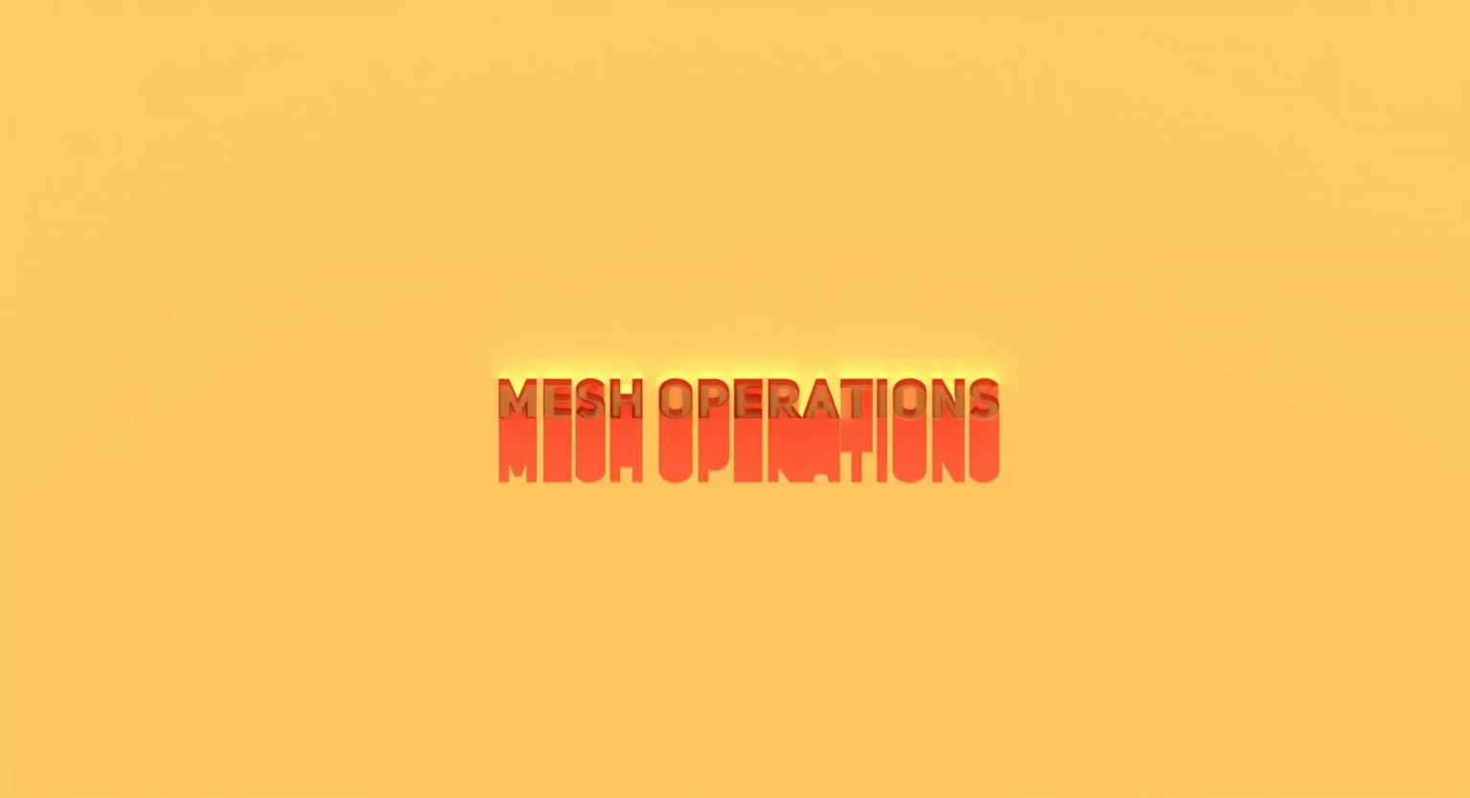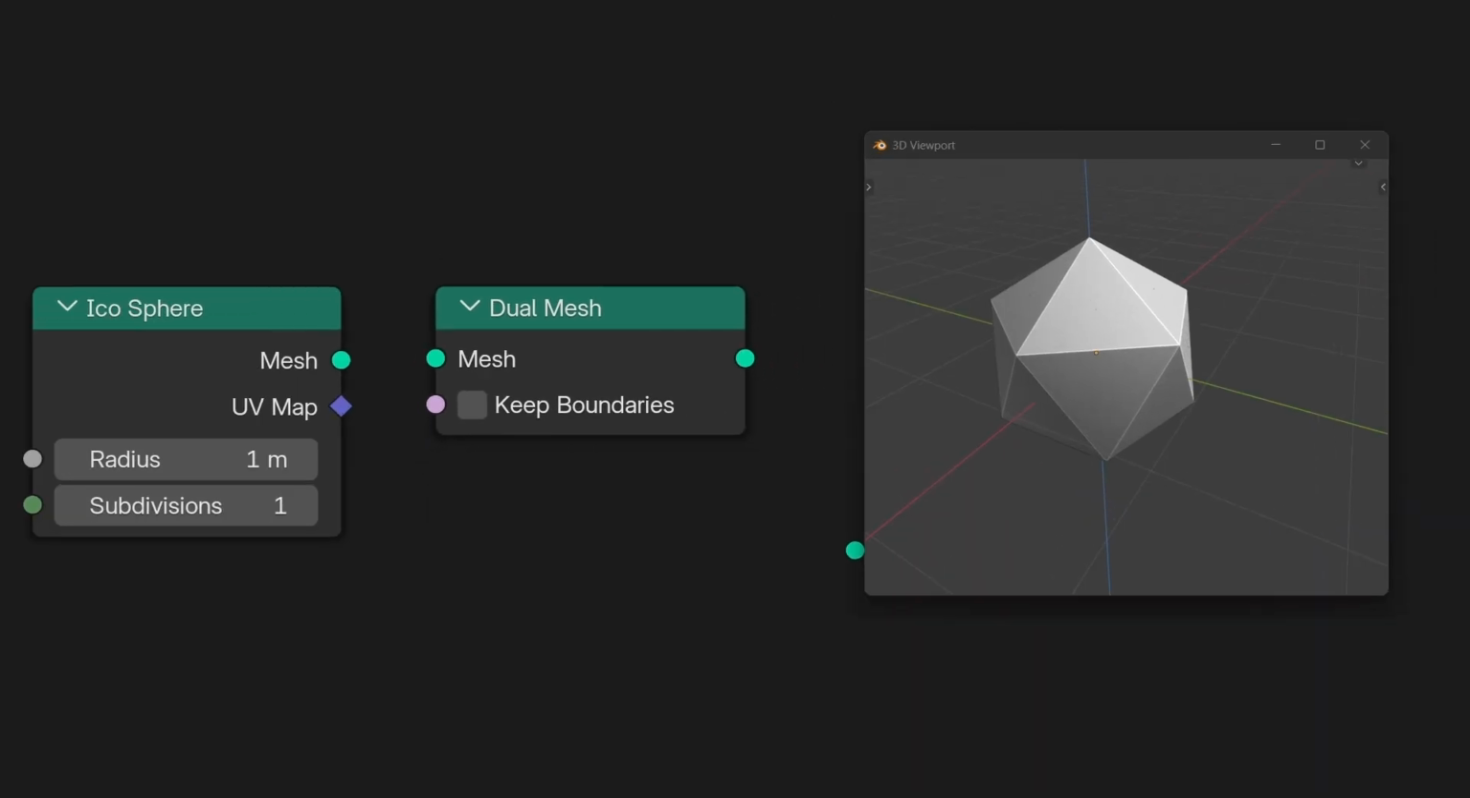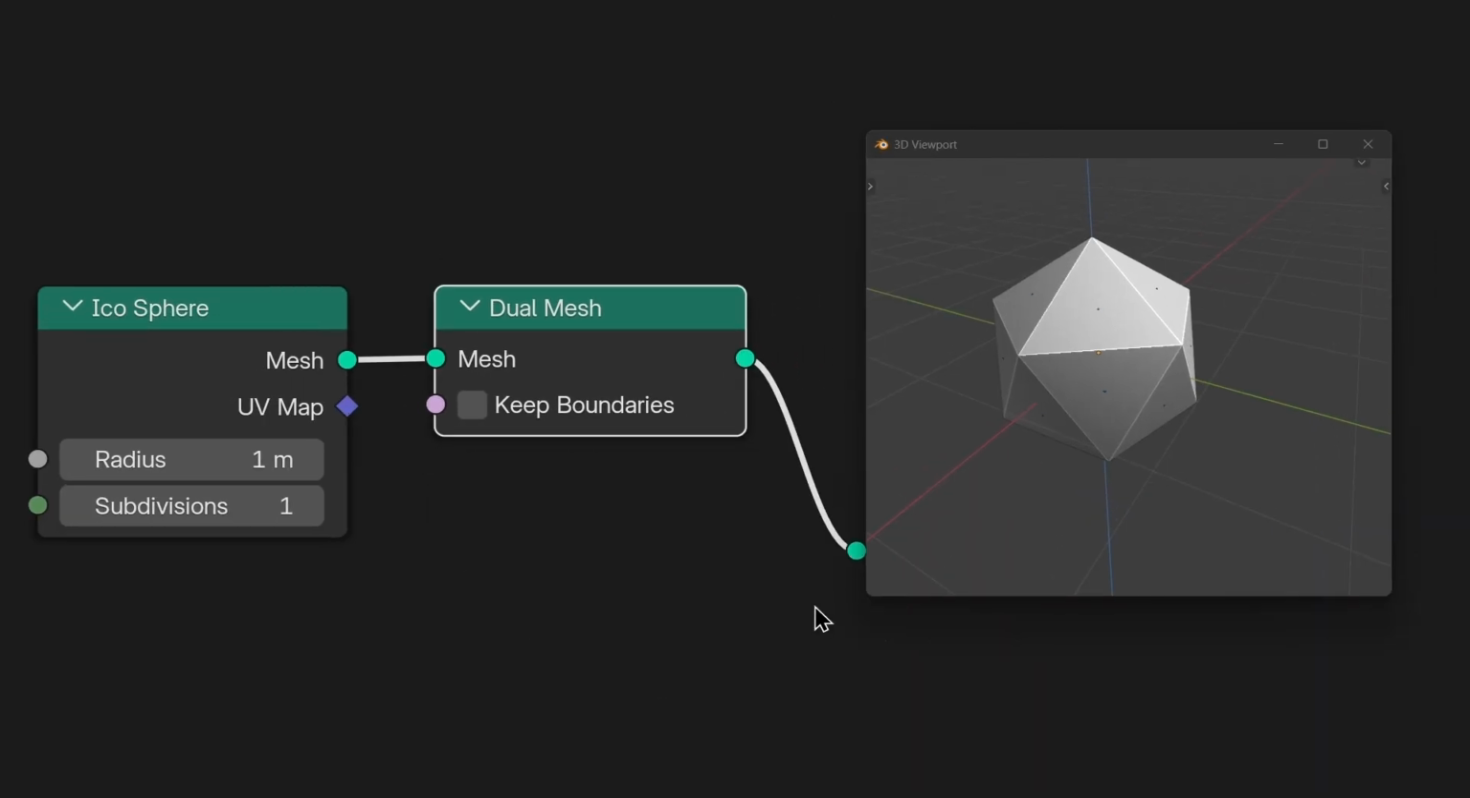Okay, the next set of nodes are called mesh operation nodes. The first in this set is the dual mesh node. This node transforms a mesh by placing a vertex at the center of each face, and these vertices are connected to form a new mesh, discarding the original geometry.